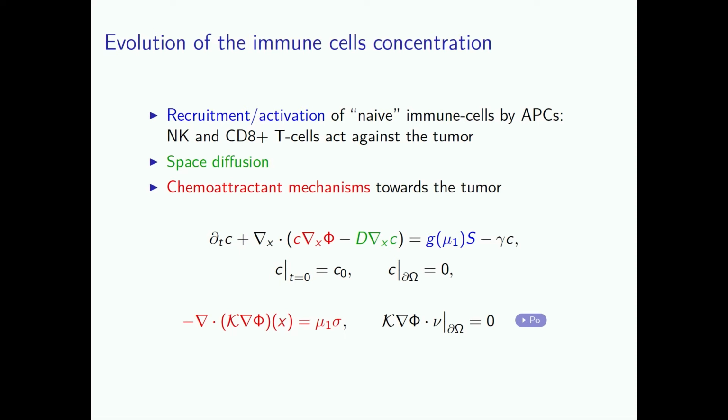Okay, so I describe everybody. Initially you have a certain concentration of immune cells, and at the boundary of the domain you have no active immune cells. You are far away from the tumor, and there is no reason to find active immune cells far at the boundary of the domain. Okay, so the activation from the pool of resting cells, the diffusion mechanism, and the chemotactic mechanism that drives towards the tumor.